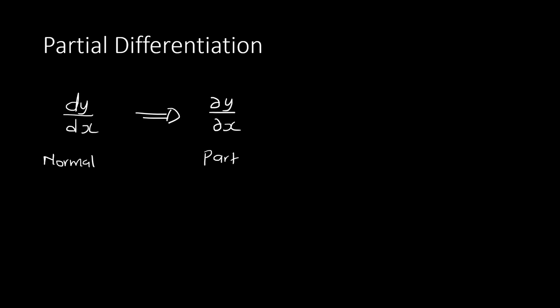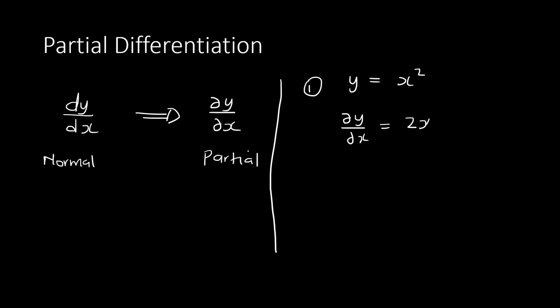Okay, so this will fall under partial. But as for the method of how you do everything, it's the same. There's no difference. For example, if I have to determine, let's say I have y equals x squared, and I have to determine the partial differentiation of y to x, it'll be the same differentiation rules. The only difference is that your partial function has a different variable.